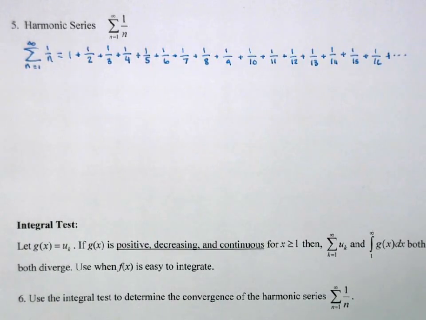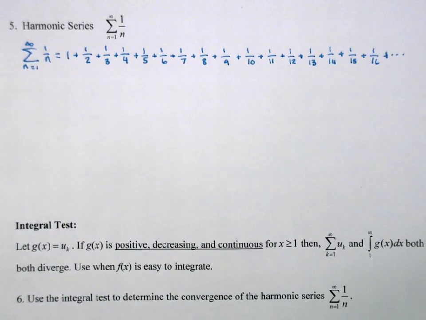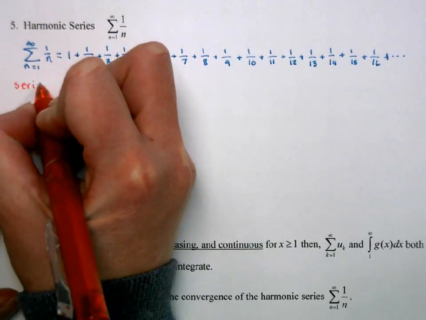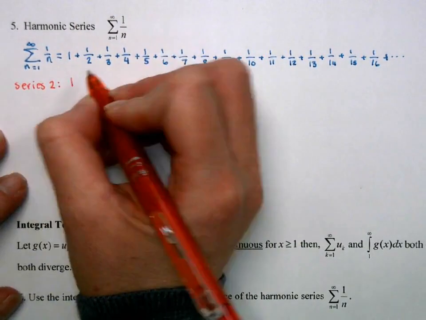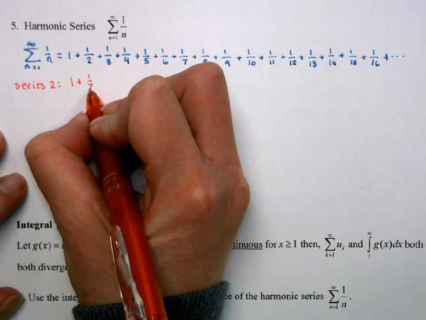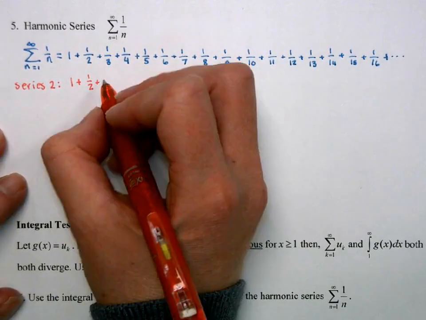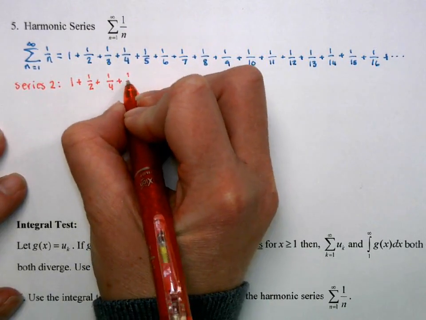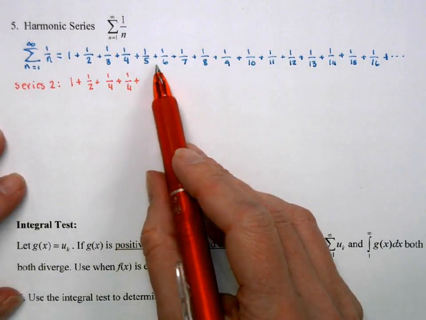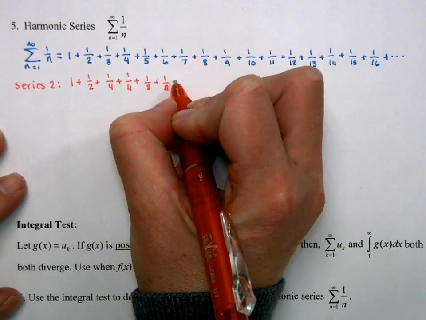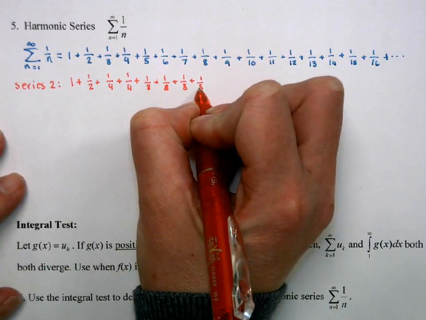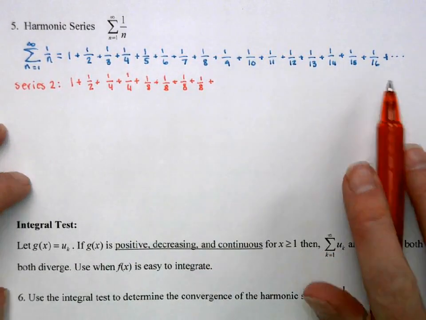Okay, so there's the first 16 terms. This continues to infinity. Then I'm going to write out the terms of this, what I'm going to call series 2 for now. Okay, so series 2 is going to start with a 1. Second term is going to be 1/2. The next 2 are going to be 1/4, and I'm lining these up with the terms of the previous one. The next 4, ending at 1/8, are going to be 1/8. And then the last 8 are all going to be 1/16.